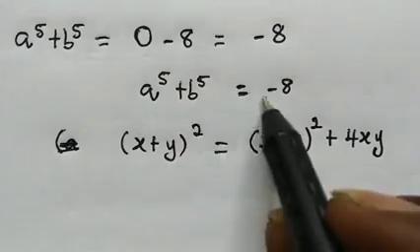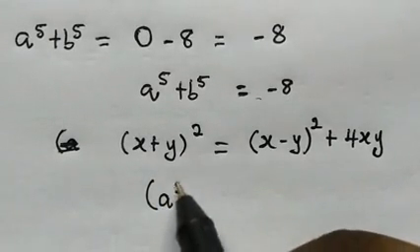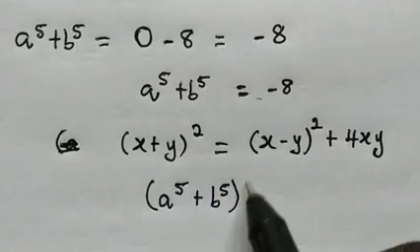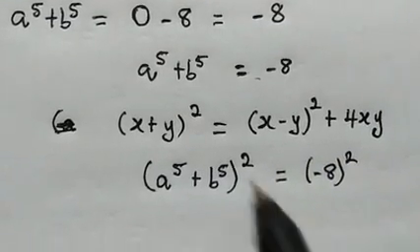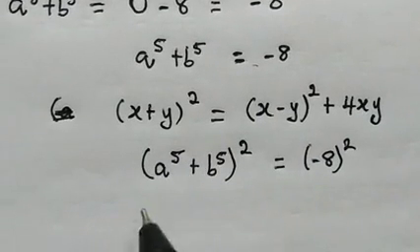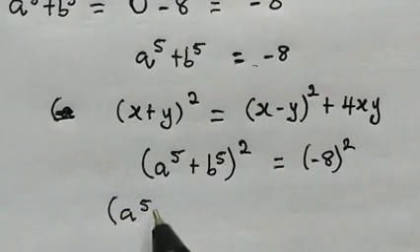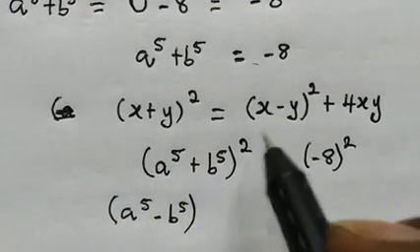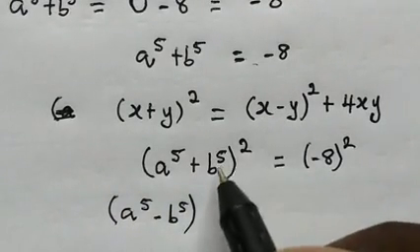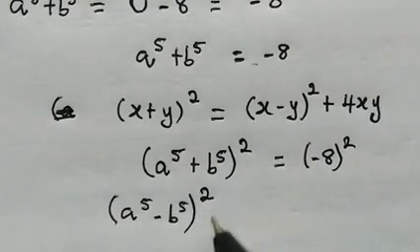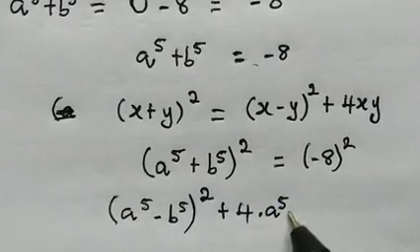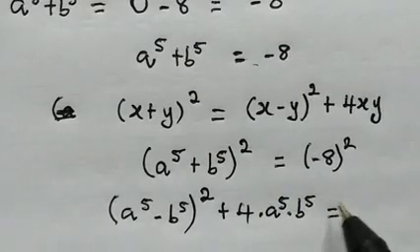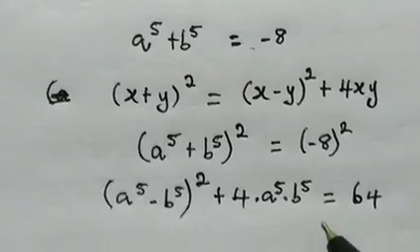So remember, we're going to square both sides. So we have here (a to the power of 5 plus b to the power of 5) squared, which will be equal to negative 8 squared. So using this identity, we're going to write this as (a to the power of 5 minus b to the power of 5) squared, taking a to the power of 5 as x and b to the power of 5 as y, plus 4 times a to the power of 5 times b to the power of 5. Then this is equal to negative 8 squared, which is 64, right?